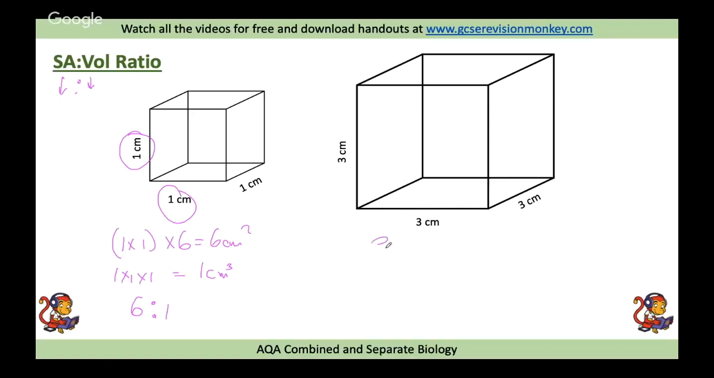For this one, surface area would be 3 times 3 for the area of one side, multiplied by 6, which will give us 54 centimetres squared, and the volume 3 times 3 times 3, which is 27 centimetres cubed. If we put those as a ratio, we'd have 54 to 27. But they're quite difficult to look at and compare at this point.